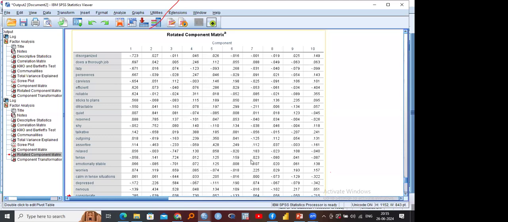Do we always use Varimax rotation? No, it depends on the type of variable. If you use the Equimax rotation for the same data, then again the components will be different. But for ordinal scale, Varimax is the best. It depends on the scale.